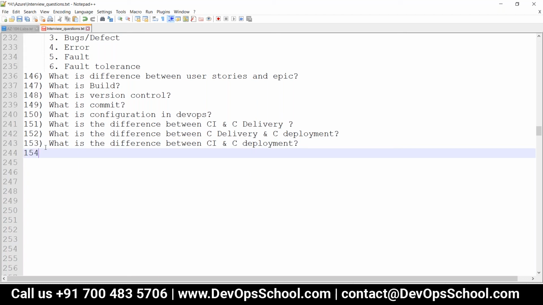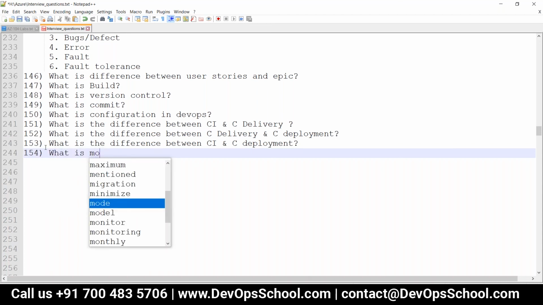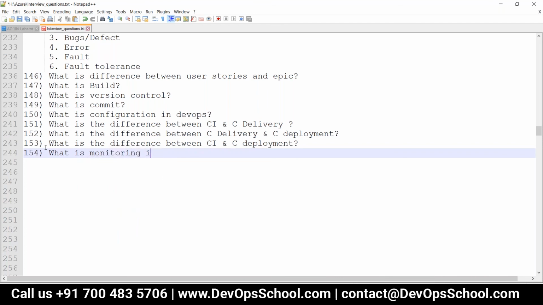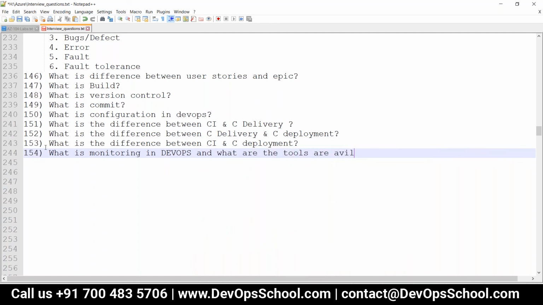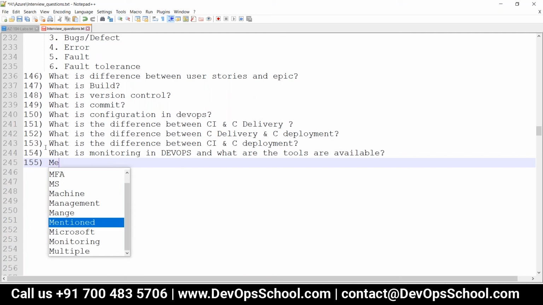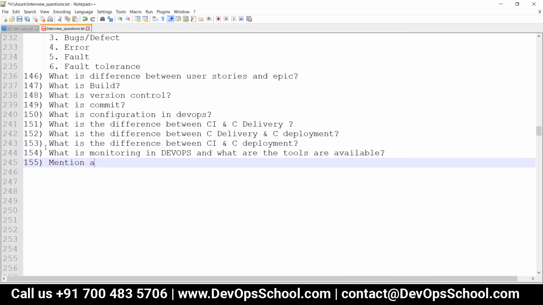Next is what is monitoring in DevOps? And what are the tools available in DevOps to monitor the applications or server? Mention activity log.